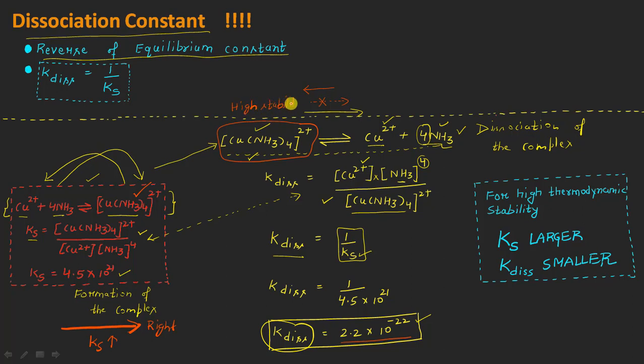So finally we can say here that for high thermodynamic stability, what is required is a very high value of Ks, and the dissociation constant should have a low value. And it is very clear from the formula even, because K dissociation is equal to 1 over Ks, it is the reciprocal of Ks.